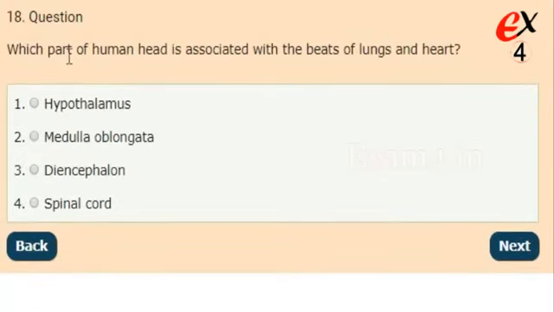Next. Which part of the human head is associated with the beats of lungs and heart? Options: hypothalamus, medulla oblongata, diencephalon, spinal cord. Answer is option 2, medulla oblongata.